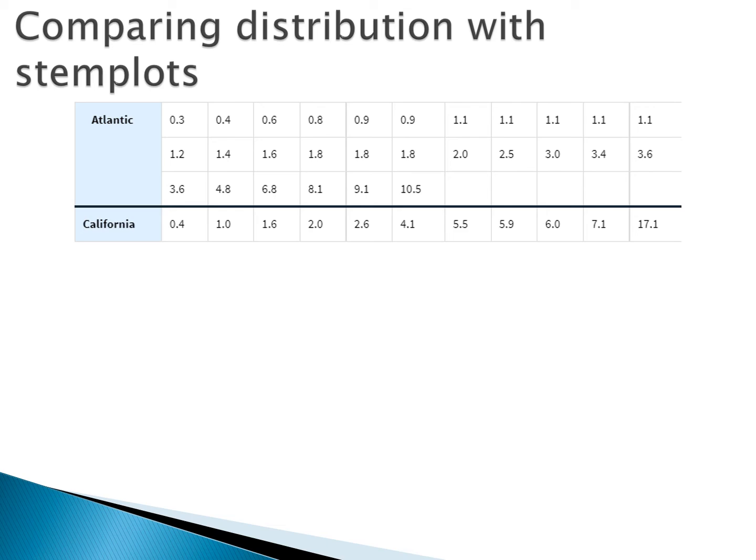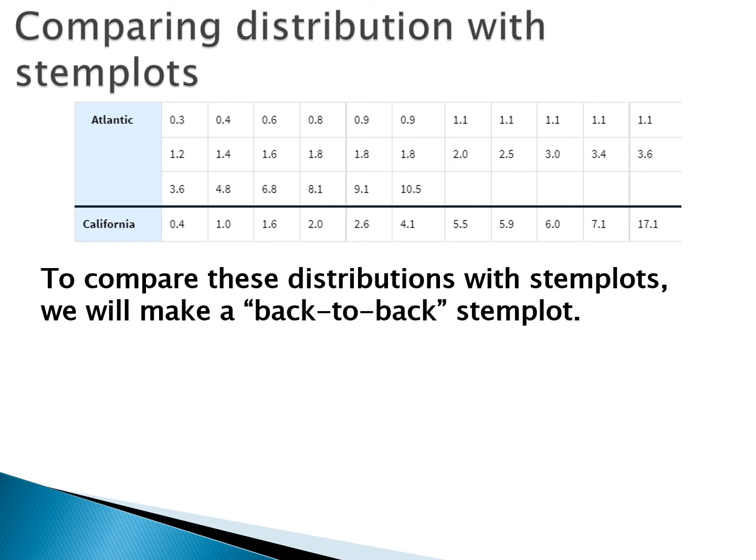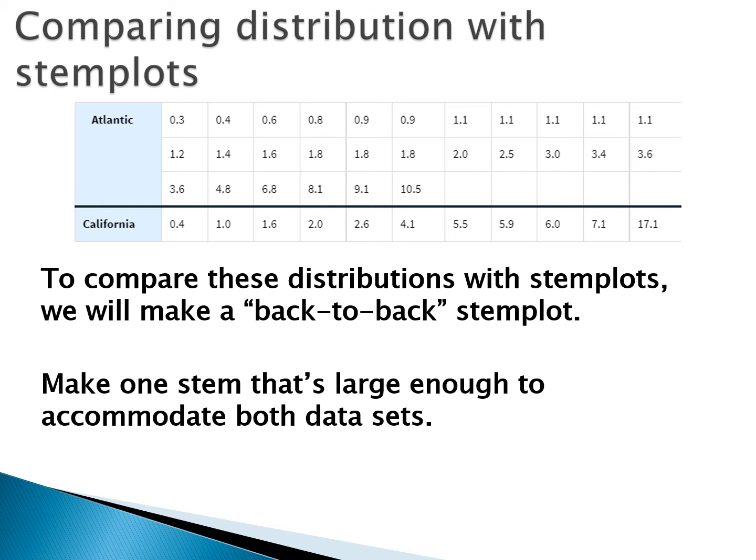trying to compare distributions. So in our data set here, we have information on oak trees, specific species of oak trees on the Atlantic coast and the California coast. And this is telling us the average diameter of their acorns. If we wanted to compare these distributions using a stem plot, we're going to use a back-to-back stem plot, with a single stem that's large enough to accommodate both data sets.